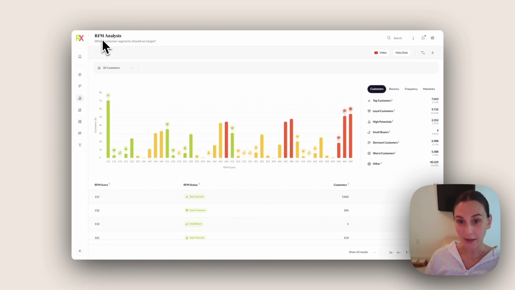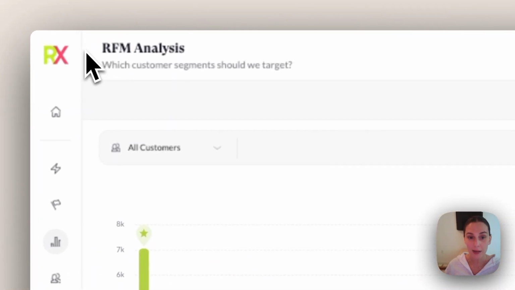This is a relative analysis, taking a look at your entire customer base and understanding how your customers are behaving relative to one another. So every customer in your customer base will be assigned their own RFM score. And how we're assigning RFM scores is like so.